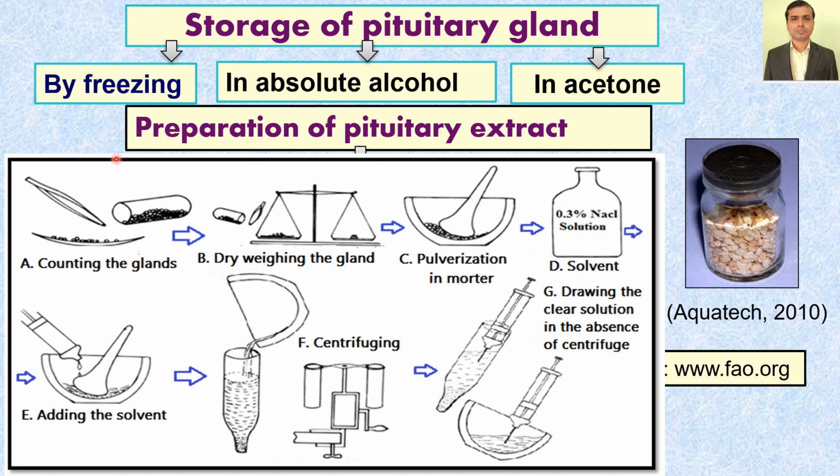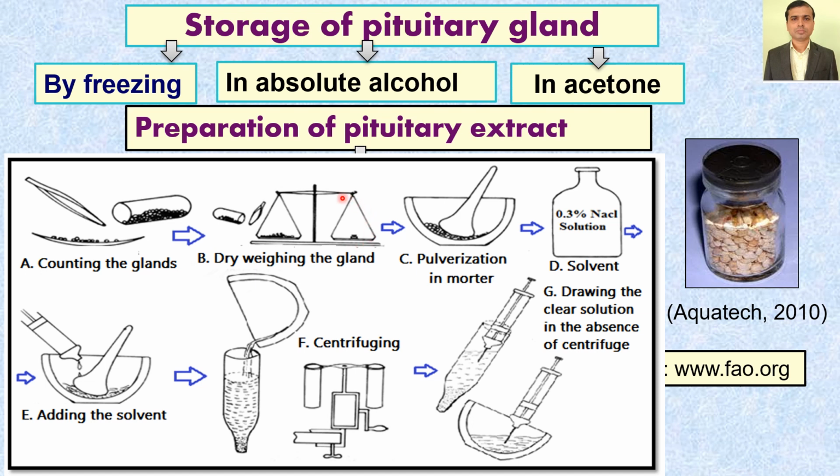Now come to the preparation of pituitary extract. Usually it is very difficult to weigh the individual pituitary gland because it is the size of a small pea even in a large fish of 5 kg. So people collect pituitary glands together. Several pituitary glands are collected together, then their dried weight is taken first.